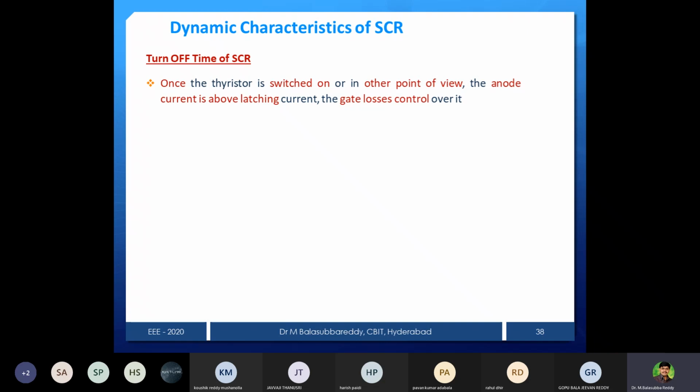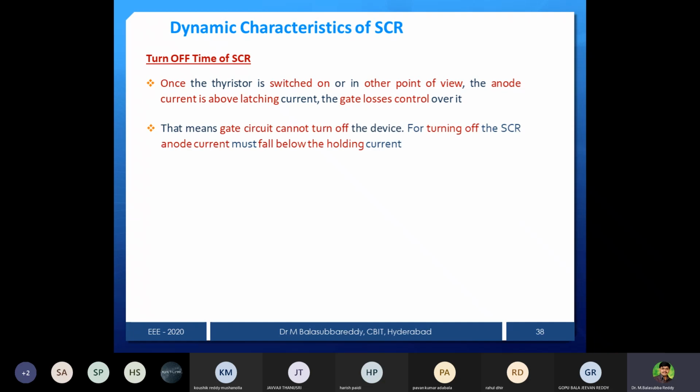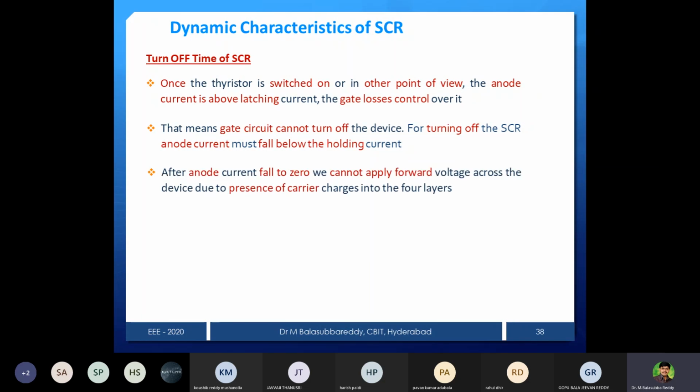We already turned on the device, all the junctions have broken down, and the current is passing from anode to cathode. So the gate cannot stop that. You can remove the gate signal once the device reaches the latching current. The gate circuit cannot turn off the device because there is no control over it. For turning off the SCR, what is the requirement? Anode current must fall below the holding current or be made 0. Then only is the device going to turn off. Otherwise, it will continue to be on.